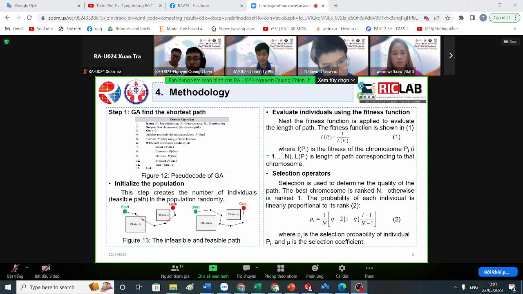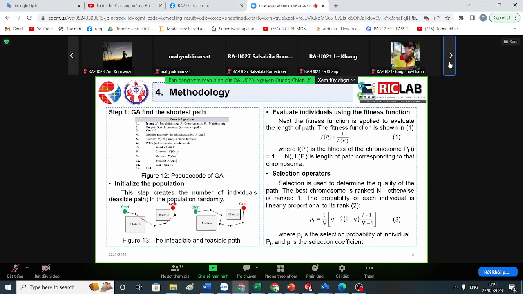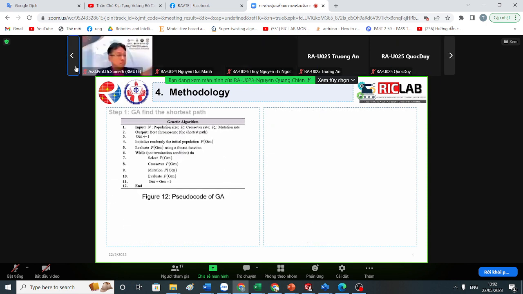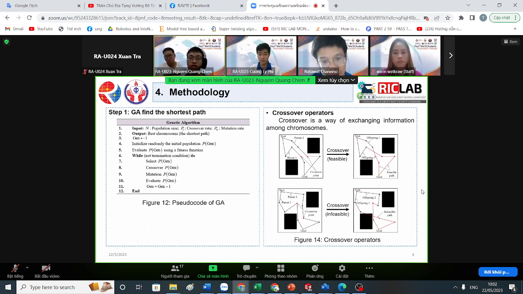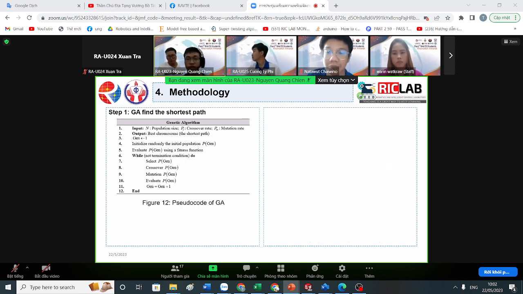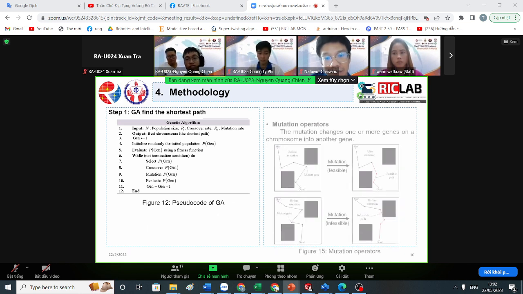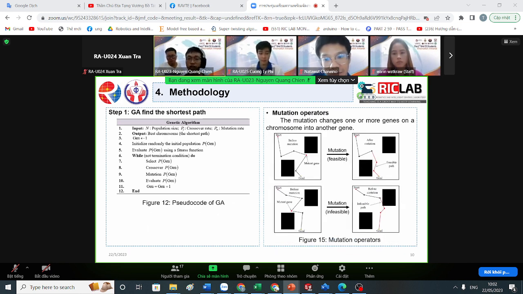Then we will have a selection operator. Selection is used to determine the quality of the paths, and the equation for the probability of each individual is equation 2. Next is the crossover operator. The crossover operator is the way of exchanging information among chromosomes. You can see in figure 14 there are two types, feasible crossover and infeasible crossover. Next is the mutation operator. The mutation will change one or more genes on the chromosomes into other genes. You can see two types in figure 15.